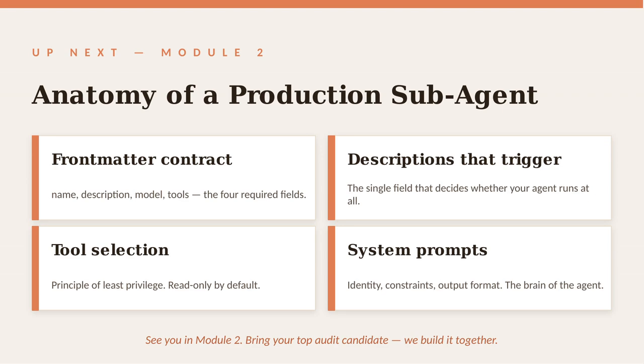Descriptions that trigger. The single most important field in the file. We dedicate a full lesson to it because in practice it dominates every other failure mode. Capability plus when to use plus when not to use, with embedded examples that anchor the router. Tool selection. Principle of least privilege.